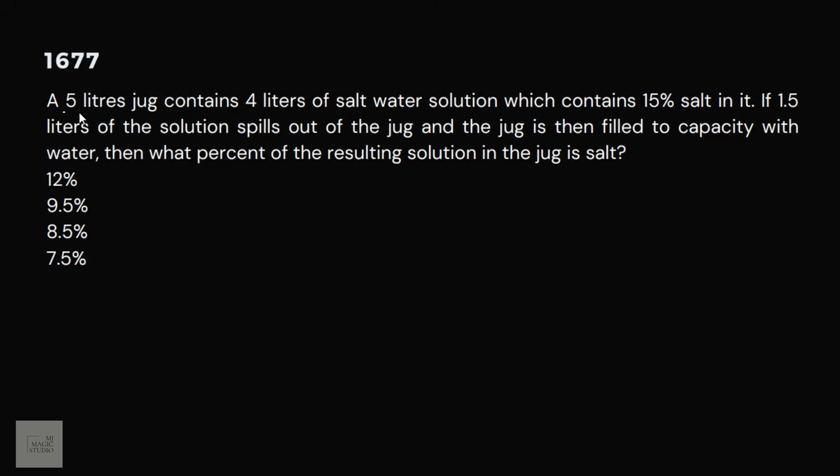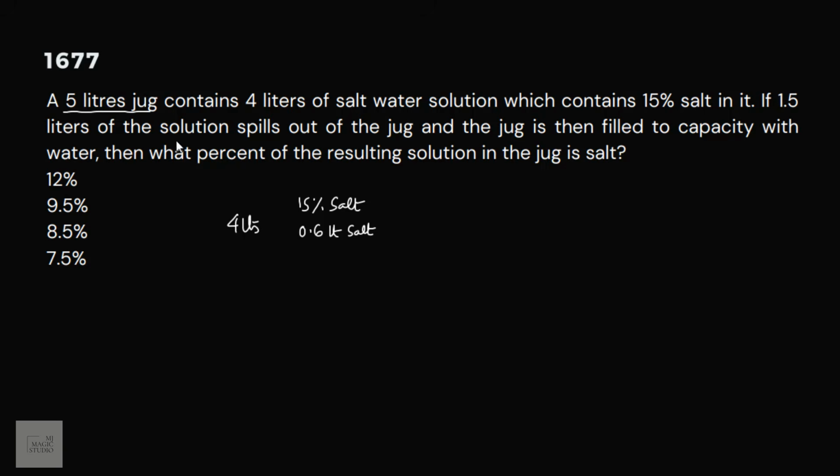A 5-liter jug contains 4 liters of salt water solution which contains 15% salt in it. So we have a 4-liter solution which has 15% salt. 4 into 15%, that is 0.6 liters of salt we can say.